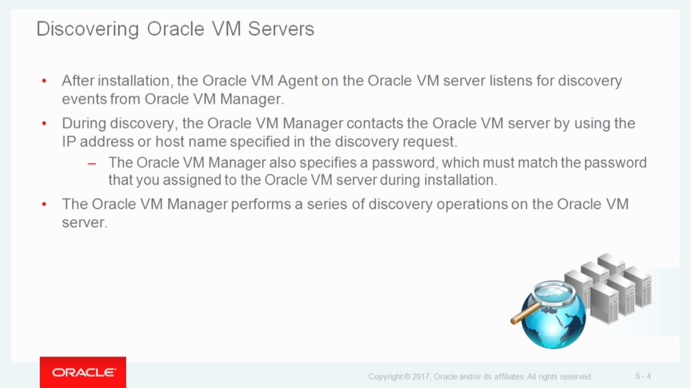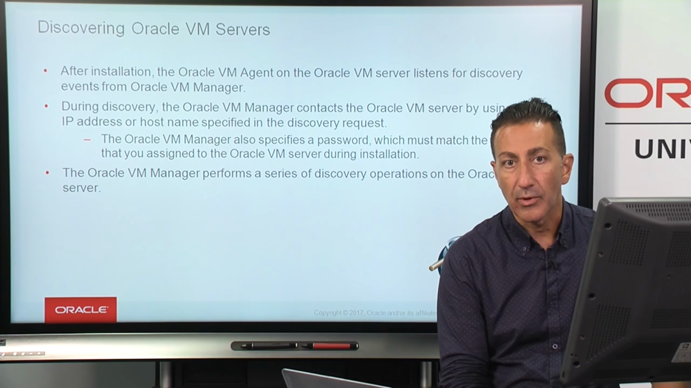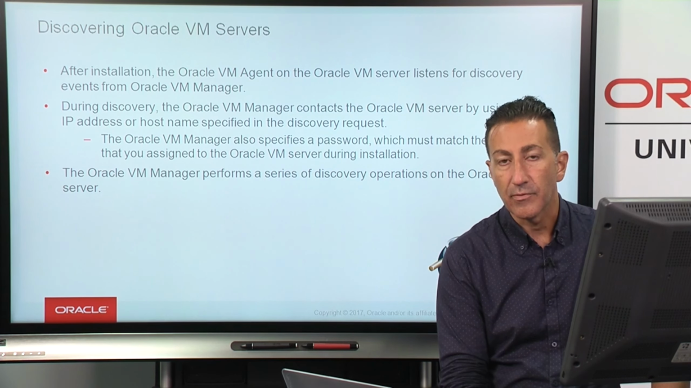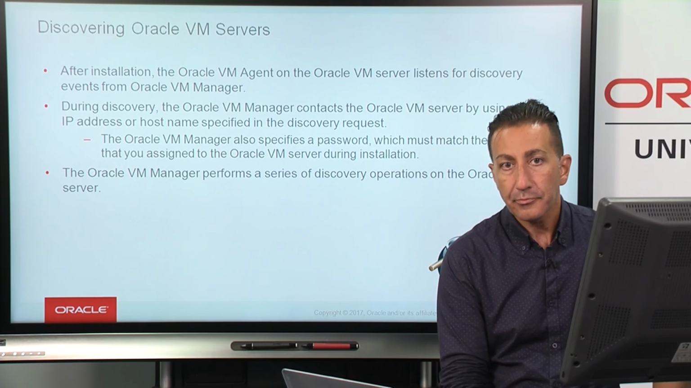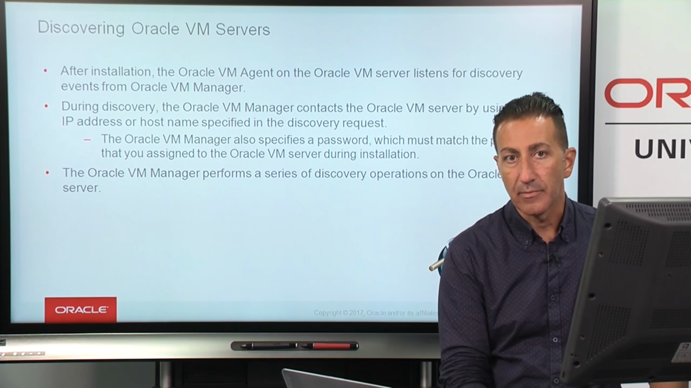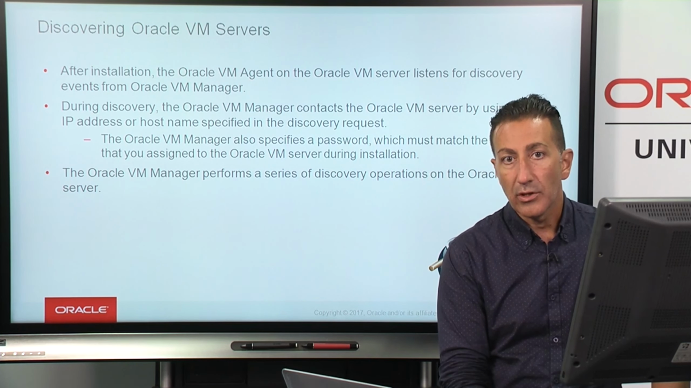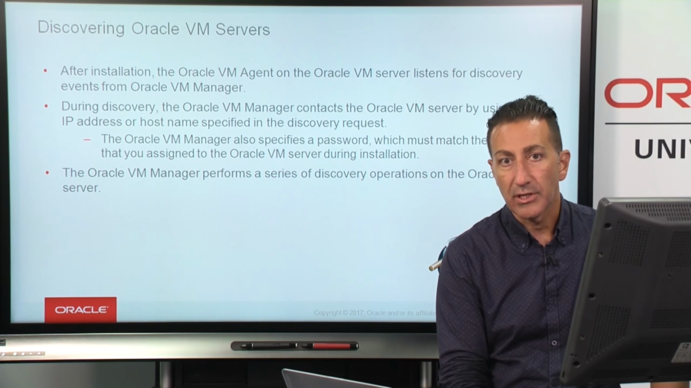During the discovery process, the Oracle VM Manager contacts the Oracle VM server by using the IP address or the host name specified in the discovery request. You need to populate this information in the system, and in addition to this, you need to provide the Oracle VM agent password. The password must match the password that you assigned to the Oracle VM server during the installation.